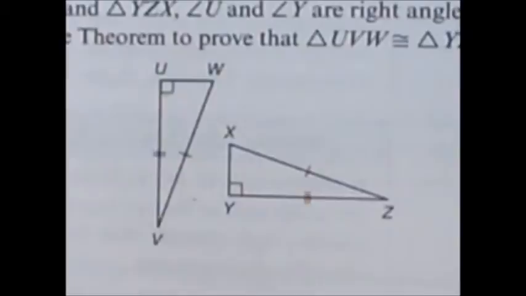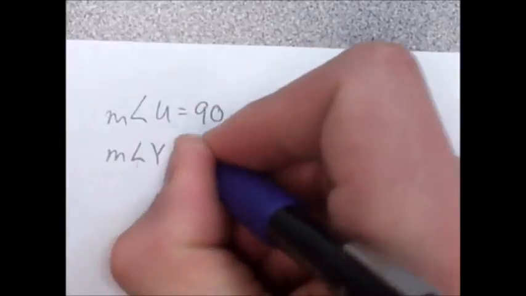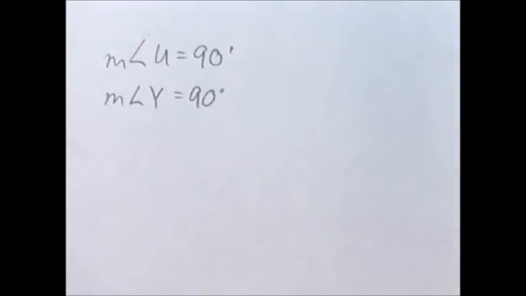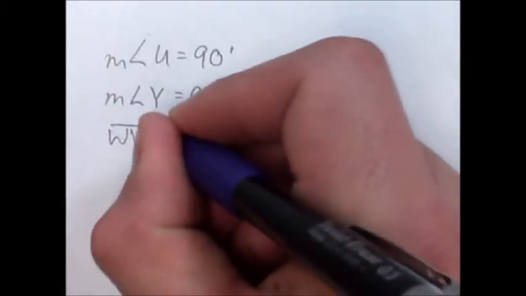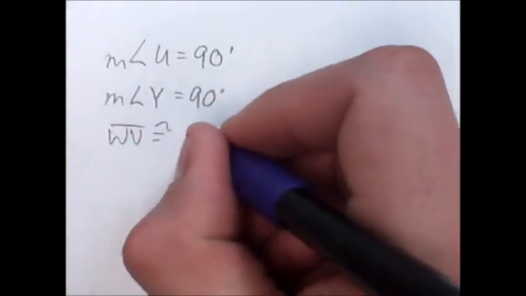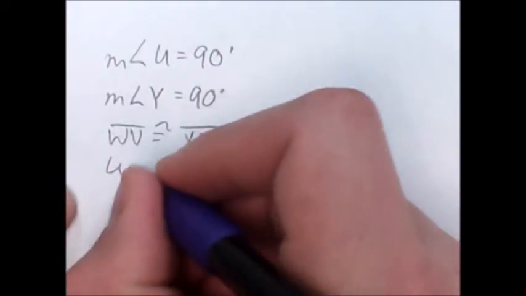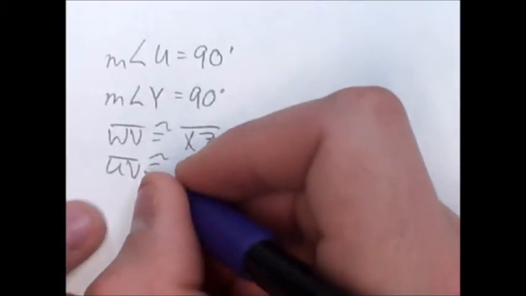So on example 4, we need to state these things. First of all, we need to state they are right triangles. So I will state that the measure of angle U equals 90 degrees, and the measure of angle Y is equal to 90 degrees, which makes them right triangles. Next, I notice that WV is congruent to, because it has one tick mark, XZ. Next, you should notice that UV, because it has two tick marks, is congruent to YZ.